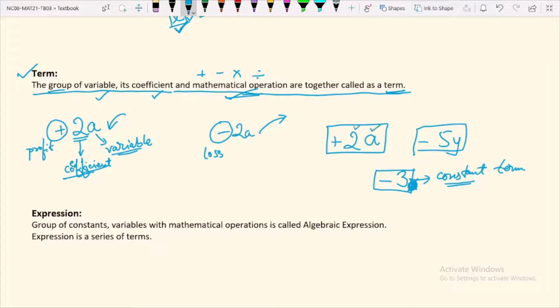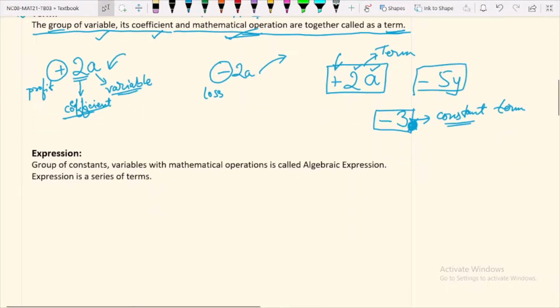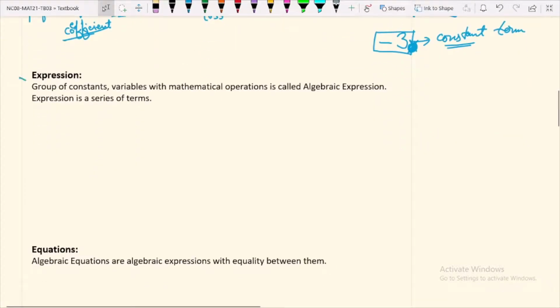Variable, its coefficient and the mathematical operation grouped together are called a term. So this one is also easy. So the next topic is expression. What do we mean by expression? A group of constants and variables with mathematical operations is called an algebraic expression.